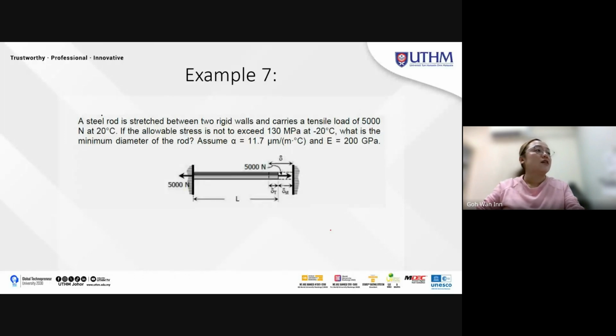Example 7. A steel rod is stretched between two rigid walls, fixed supports, and carries a tensile load of 500 Newton at 20 degrees. If the allowable stress is not to exceed 130 megapascal at negative 20 Celsius, what is the minimum diameter of the rod? Assume alpha is 11.7 micrometer per meter Celsius and E is 200 gigapascal. For the conversions, you need to put some effort on it. Go back to study statics and dynamics again if you are weak in unit conversion.